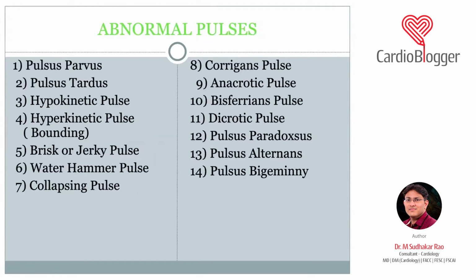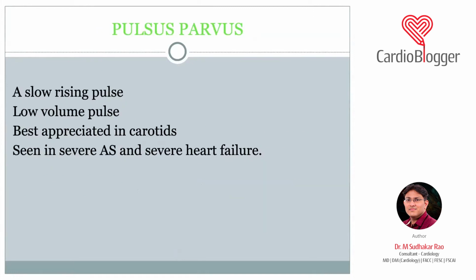Now coming to the character of the pulse, we have almost 14 different characters. I will go into shorter detail into each of these, but I will discuss in detail the 3 to 4 important pulses of these. Now let's come one by one. So the first important pulse is pulsus parvus, which we typically call pulsus parvus et tardus. Parvus et tardus has 2 components. Parvus in Latin means small or low, and tardus means slow.